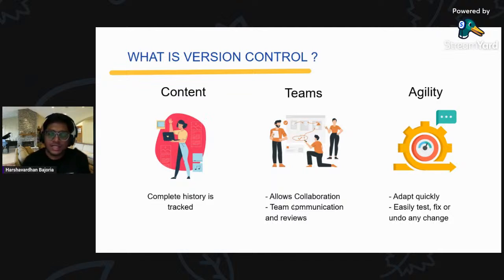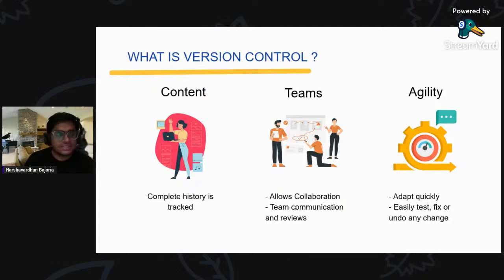Now, coming to teams, it allows you to collaborate with your members effectively so that you can build an innovation that can help you win. It allows you to have communication and reviews so that you can exchange feedback rapidly and then bring in agility, the third part of it, which is to adapt quickly to any change. You can easily test, fix, or undo any change that you want using a version control system. Now, you might say, okay, so version control helps me keep track of my content's history, helps me collaborate with my team, and therefore helps me adapt quickly to any change by easily testing, fixing, or undoing any change, thus bringing agility to my team.